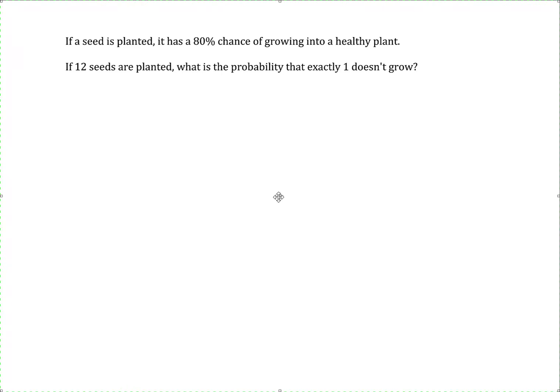Notice here that we have a seed that's planted, and either it's going to grow into a healthy plant or it won't. So there's only two things that can happen, which hints at a binomial distribution. Another thing that we have to make certain of is we have a fixed number of trials. So we have 12 seeds that are planted. So there's our fixed number of trials.